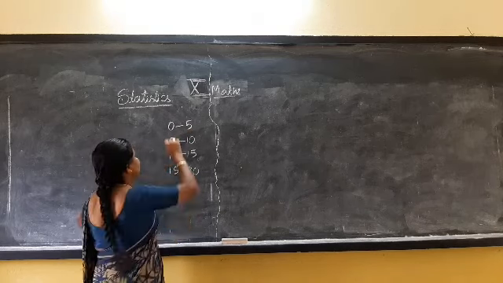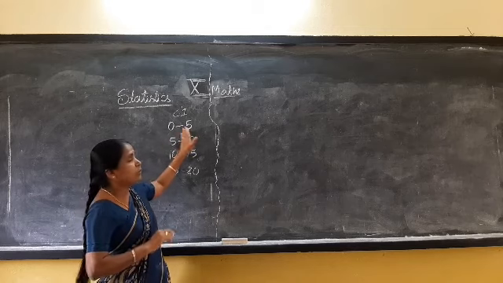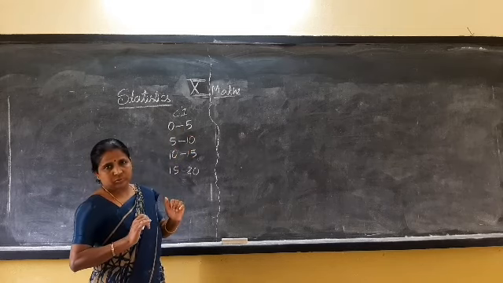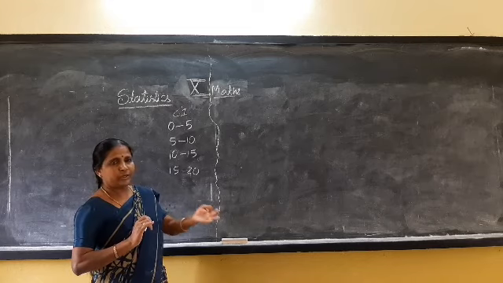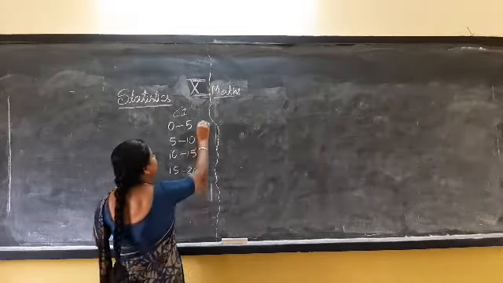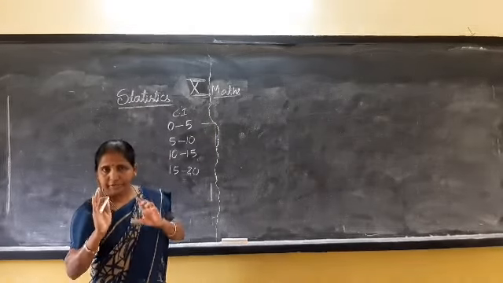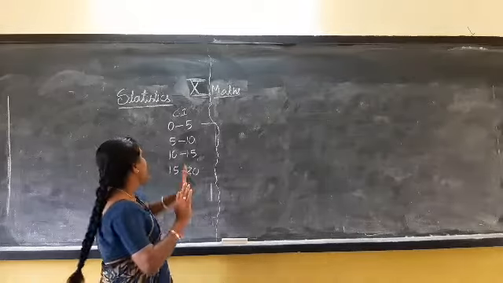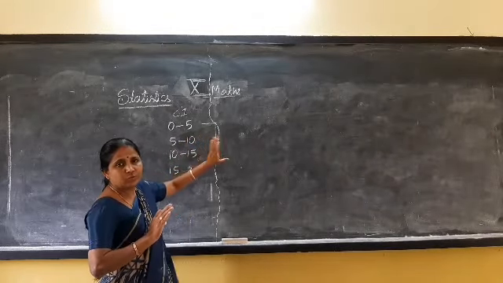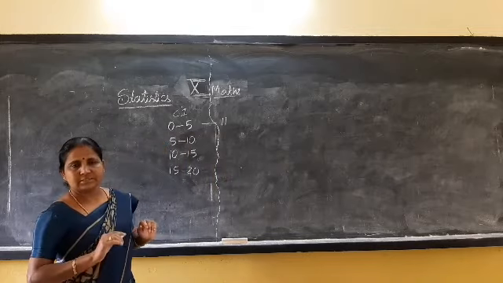Okay, 0 to 5 marks once. But actually 5 is repeated here, so you have to take only 0 to 4. 0 marks, 1, 2, 3, all these marks we have to enter the number for. Out of 90 students, how many have got 0 to 5? Say, for example, 11 students.